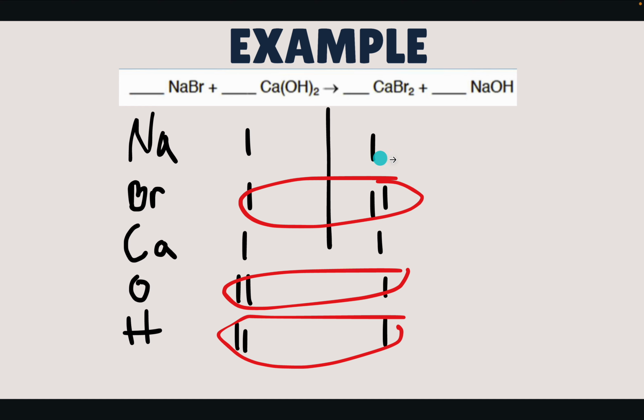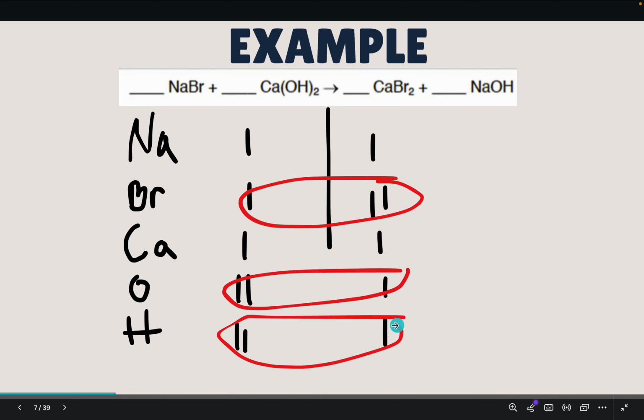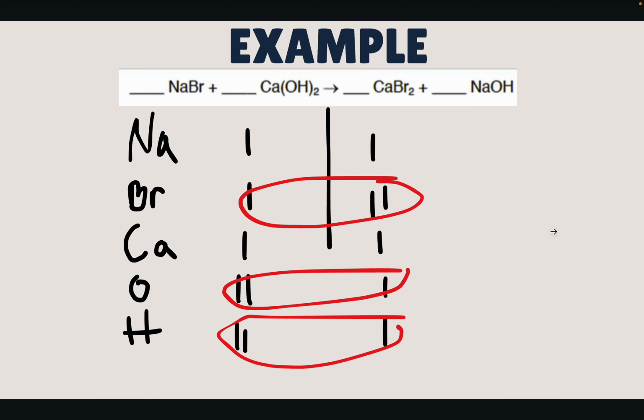So what we want is both of these sides to be equal. But currently, the number of bromines on here is 2. Number of bromines on here is 1. Number of oxygens here is 1. Number of oxygens here is 2. Number of hydrogens here is 1. Number of hydrogens here is 2. So let's fix that. We can do this by adding coefficients in front of the compounds and elements here. So in these blanks, we're going to put coefficients to change the number.